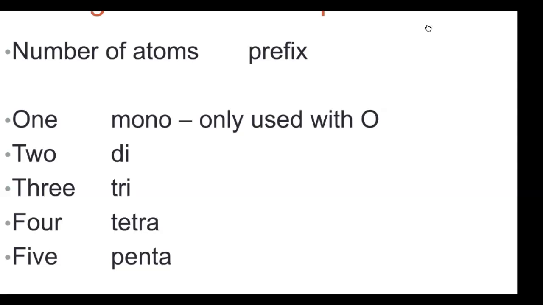Carbon dioxide, that di tells us there's 2 oxygens. So those 2 oxygens are each making a double bond to 1 carbon. If we have a tri of something, like nitrogen trihydride, that means you have 3 hydrogens, each one making a single bond with the nitrogen. Tetra is 4, penta is 5, like a pentagon has 5 sides.